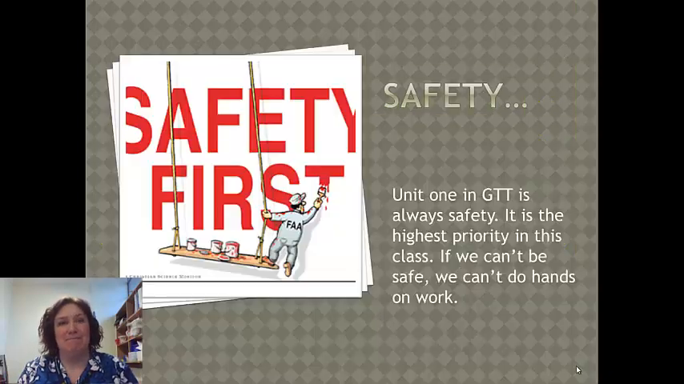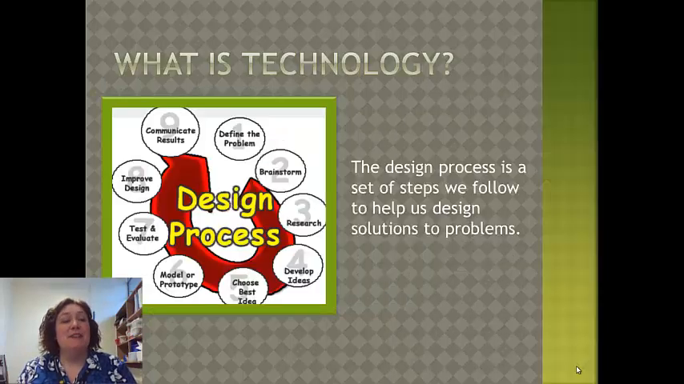So first thing we have to talk about is safety. That's going to be our very first unit. We're going to spend a couple of days talking about general safety stuff, because if we're not safe, then we can't do the hands-on piece. So the safety part is really important. Then we move into the design process. We have 9 steps to our design process, and these are basically the steps that we follow in order to come up with solutions for our design problems.